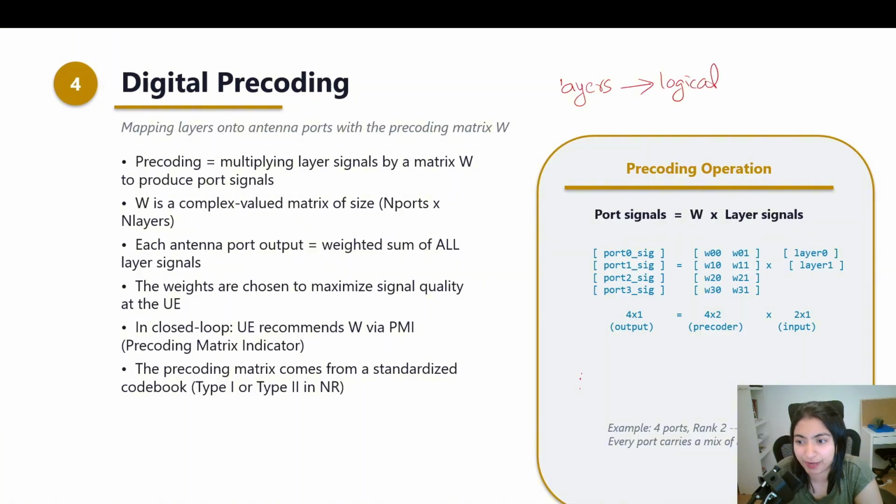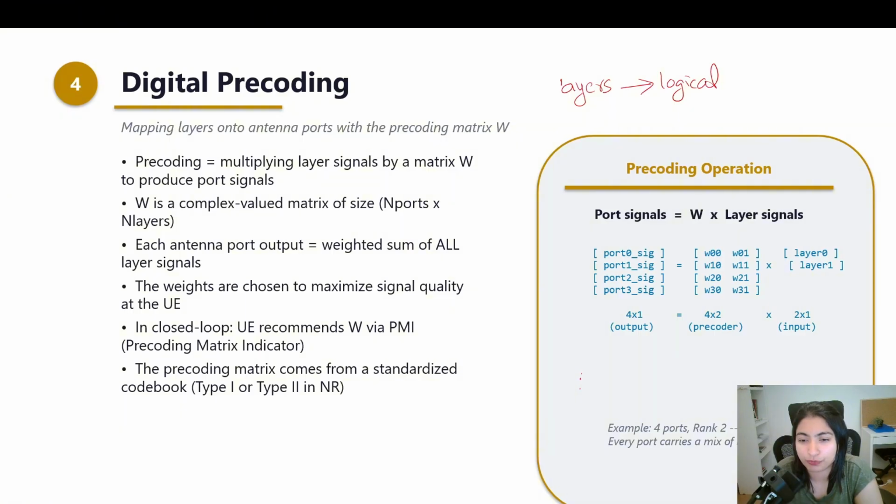So it uses matrix multiplication for this mapping. Think of precoding as routing each conveyor belt to the correct loading dock. This figure shows how this precoding operation would work on a two-layer transmission.